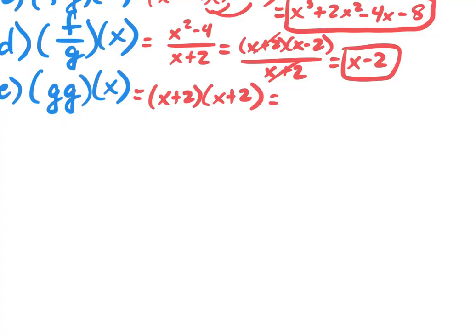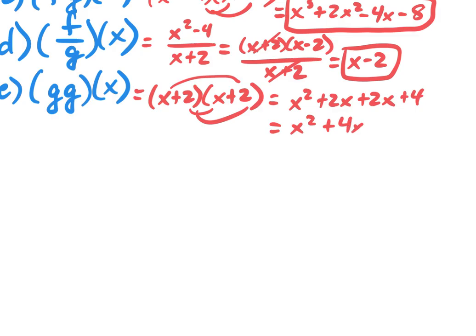So here we got x times x is x squared. And then we got 2 times x, and then 2 times 2. So we have x squared plus 4x plus 4. So it's just another FOIL problem.